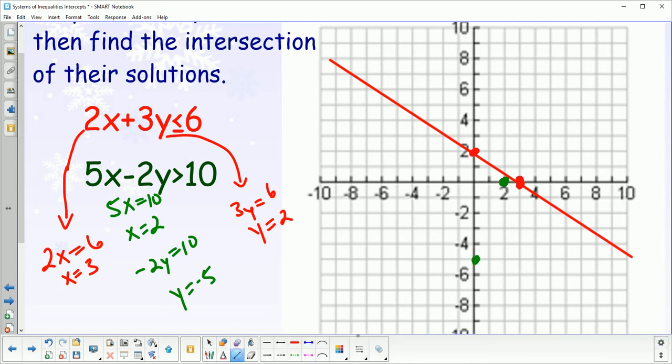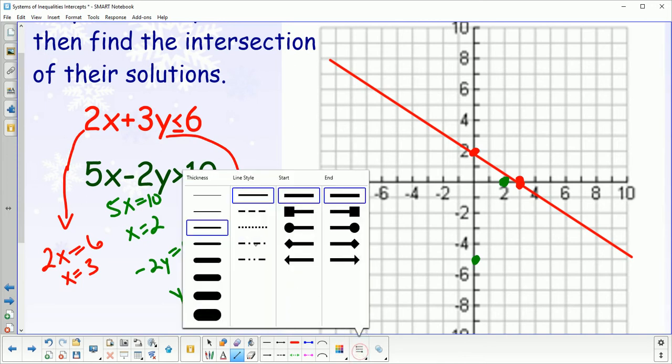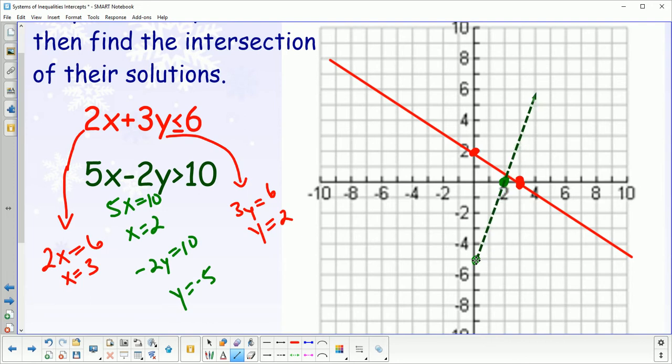And now I'm going to graph this line, doing it in green, and I know that it needs to be dashed instead of solid because I'm not including the or equals to, it's just greater than. So I draw this line going as far as I can, and I'm going to extend it in the other direction as well. And you'll notice now we have 4 regions here, just like we did in the last section and we're working on in class the other day. And we're going to need to do a test point.